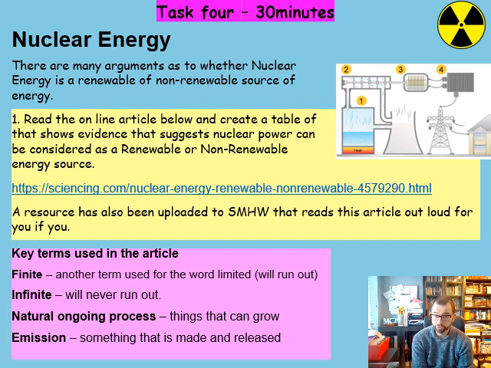There's a few key terms in the article. So finite is a term that means that something is limited, it will run out. Infinite means it will never run out, so the resource won't run out. Natural, ongoing process just means that things will grow, things will continue to run. And emissions are, I'm going to say, the gases that release the waste material from a process.